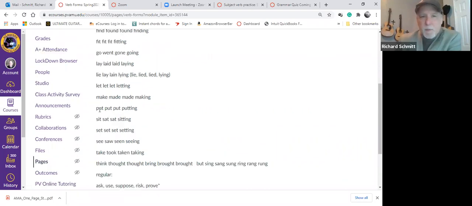So just as an example, you see put is an irregular verb. So you don't put a D or an ED. If you hear a little kid say, "I putted it in my closet," that's incorrect. Put is the past tense of put. And that third column that would follow have or has or had would be put.